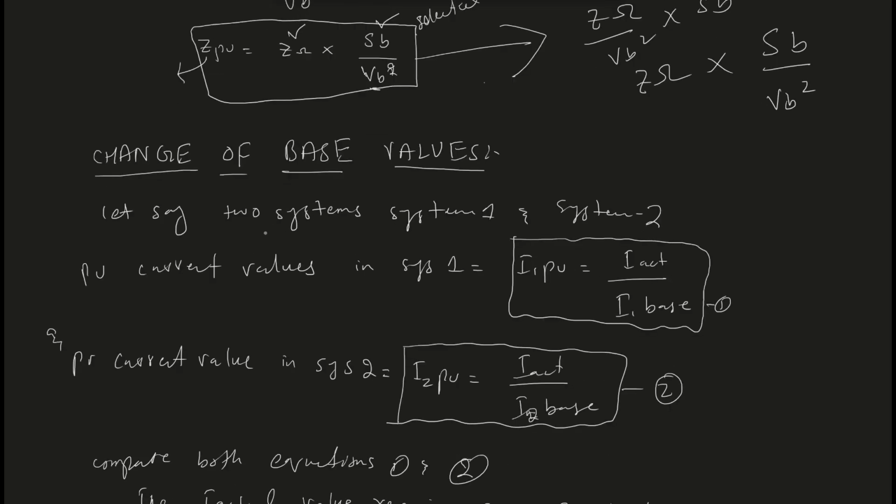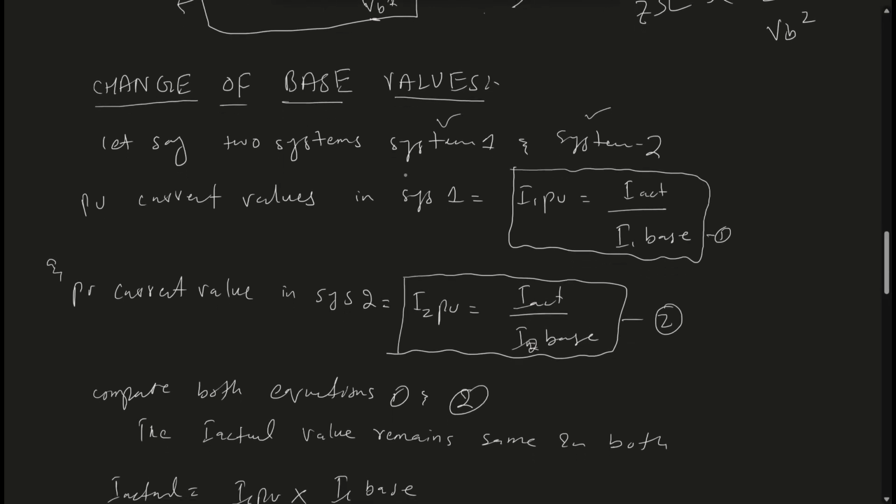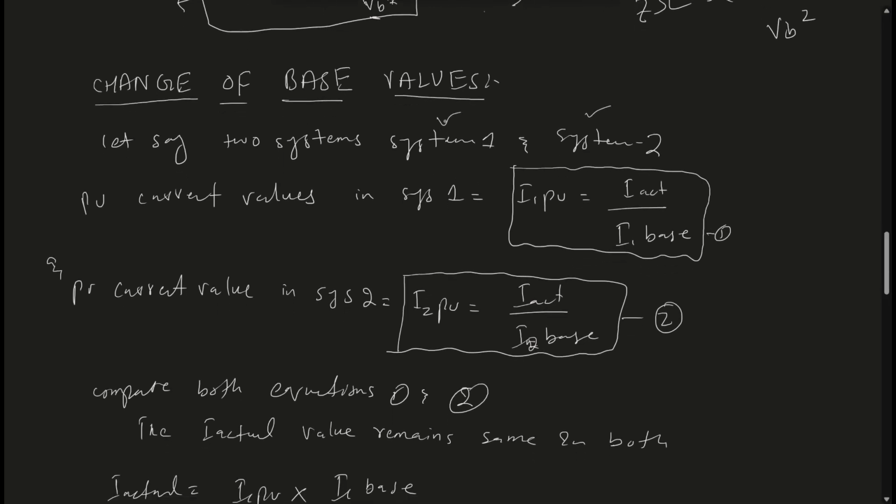Now moving forward to have a look at the change of base values. For example, we will be given two systems, system 1 and system 2, and we will convert some old values to new values. If we are given some current value in system 1, let's say system 1 is the previous system, we denote it as old, or I have denoted it as I1. The system 2 values will be denoted by 2, so I denote the current in system 2 as I2.